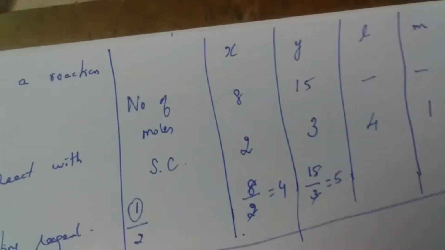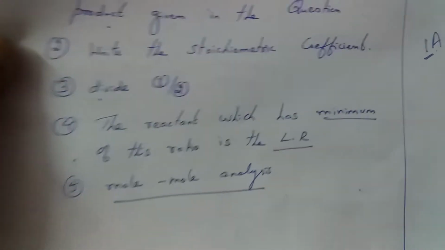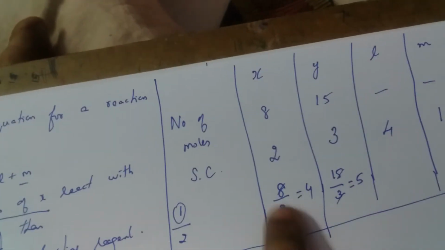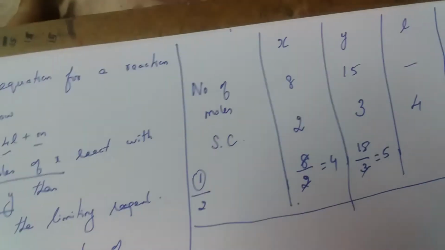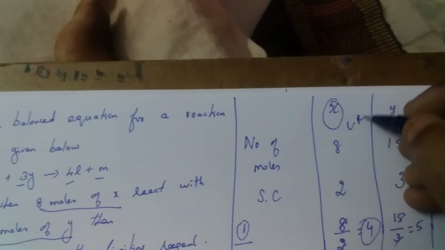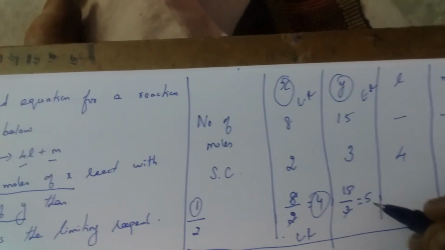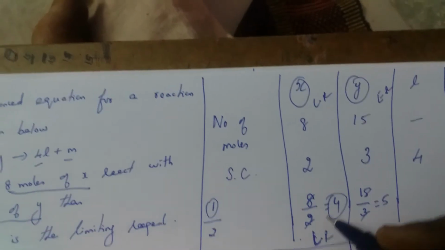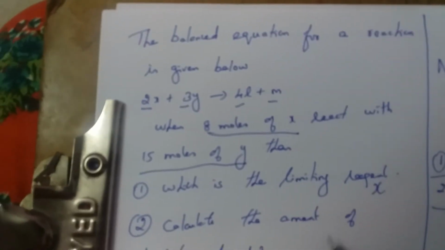Next, in step 4, the reactant which has the minimum value of this ratio is the limiting reagent. Here, in this ratio, 4 is the minimum value and 5 is the higher value. Therefore, the limiting reagent here is X and the excess reagent is Y. So the limiting reagent is X. This is the answer for the first question.